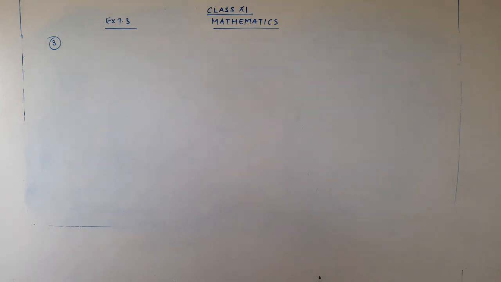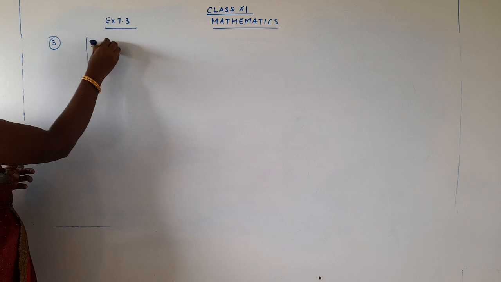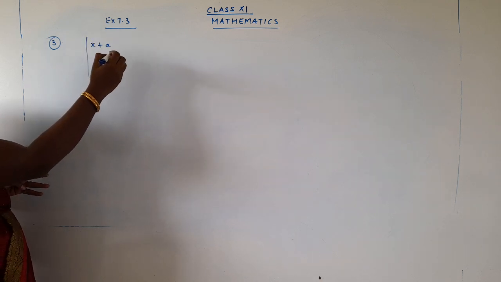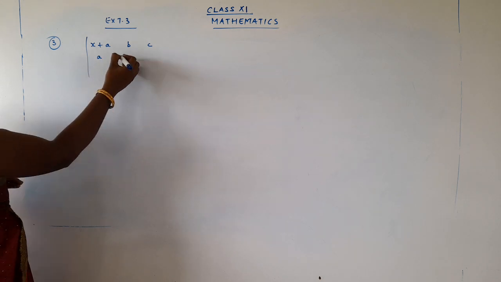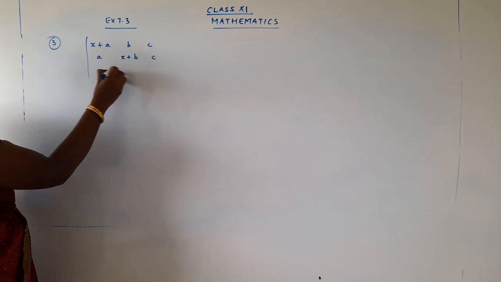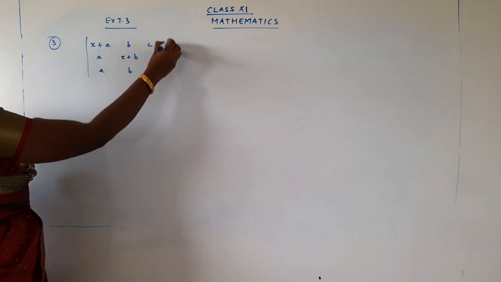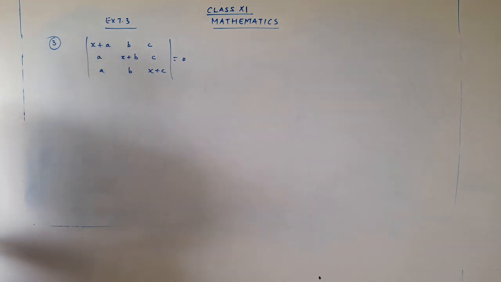Okay, now let's take down the third sum from exercise 7.3, which is based on the factor theorem. You have to solve the determinant x plus a, b, c; a, x plus b, c; a, b, x plus c is equal to 0. This is solved if this determinant is equal to 0. The question is to find the value of x. We have to find the answer for x.